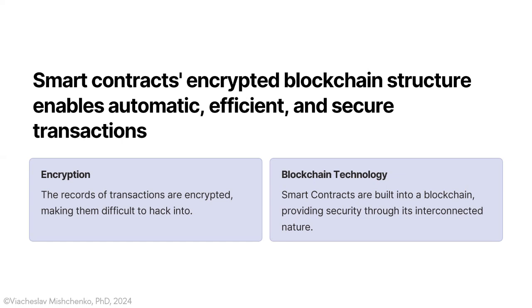And the second crucial feature is blockchain technology itself. So I often compare this to a chain of digital DNA. And each transaction, each piece of information is not just recorded, but is intrinsically linked to every other transaction before and after it. So this interconnected nature creates what we call an immutable record, meaning that it's practically impossible to tamper with.